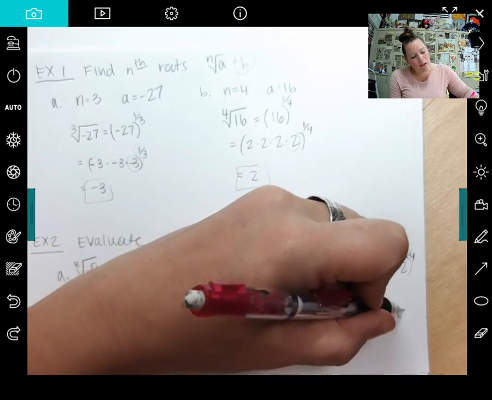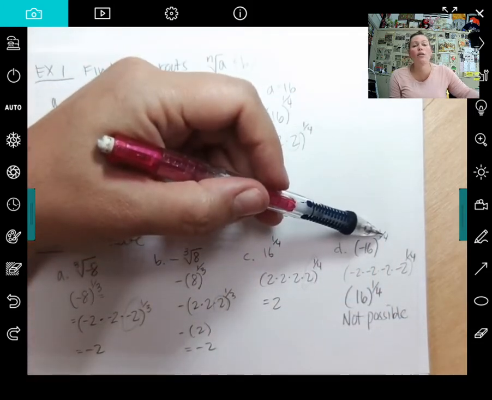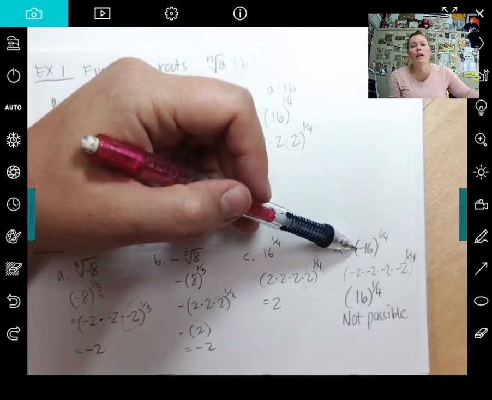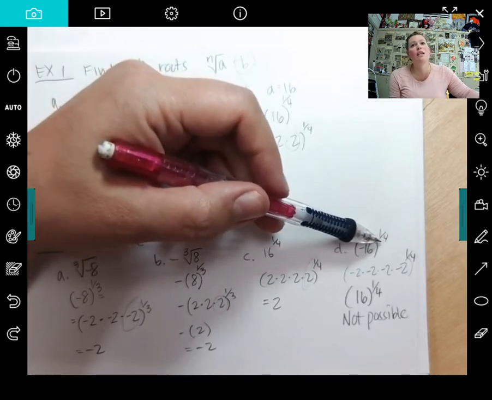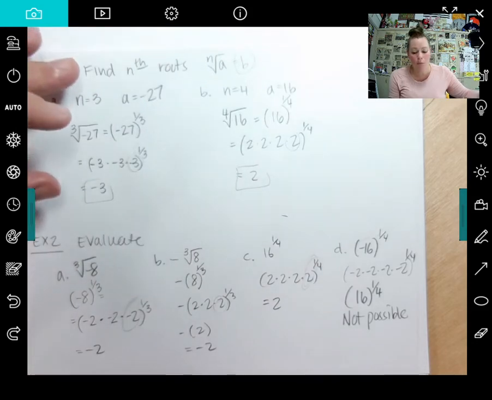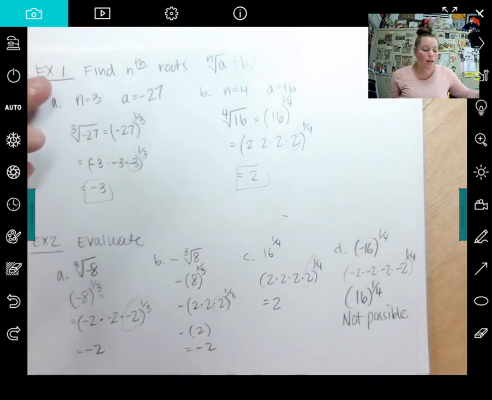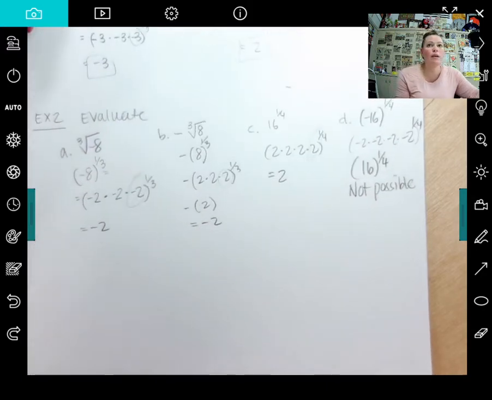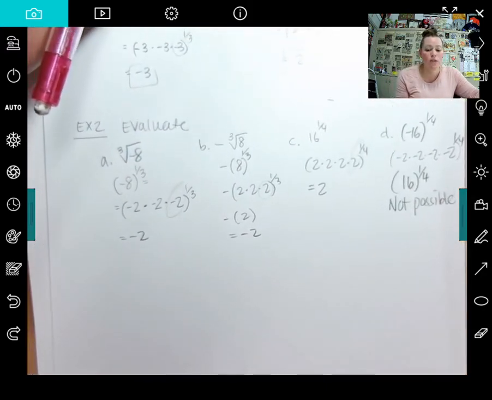So that's what I was talking about. If you take the odd root of a negative number, it's possible. But if you take the even root of a negative number, you're not going to get an answer. It's not possible. There is one more example that I wanted to look at with you guys, but we need to go over some terminology first.